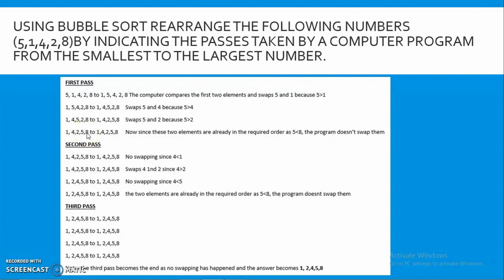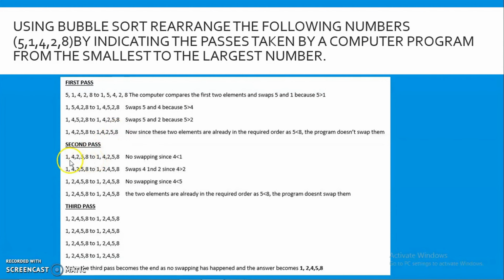As they are, there is no swapping that is to happen this time around because 5 is smaller than 8. That marks the end of our first pass, because we've compared the first, the second, the third, the fourth to the fifth. We start the second pass. So the figures as they were here, you bring them down here.